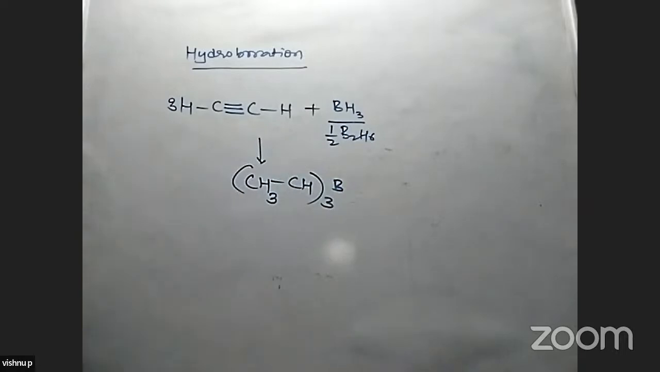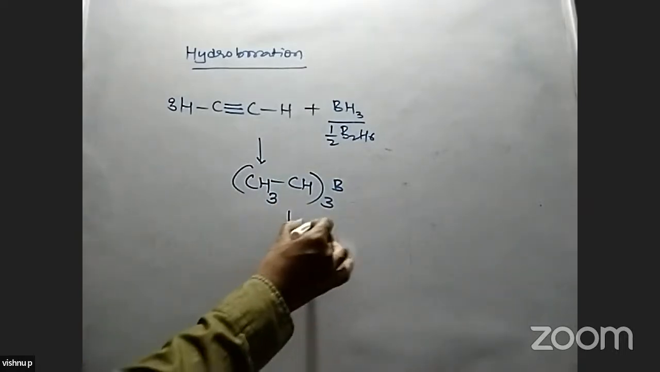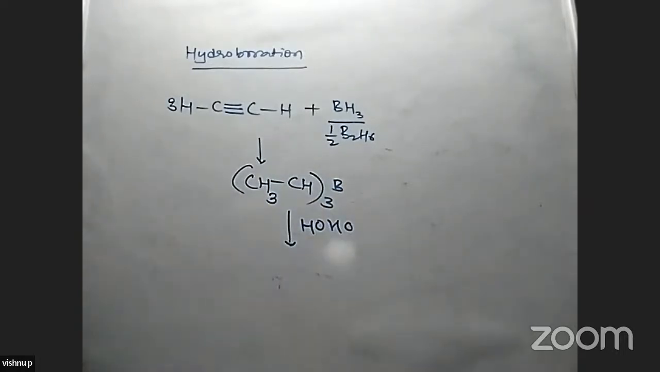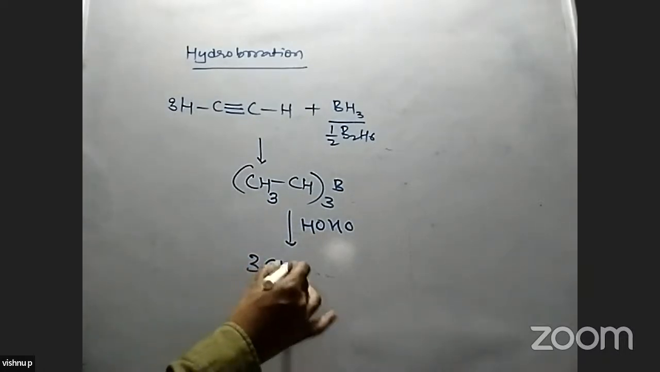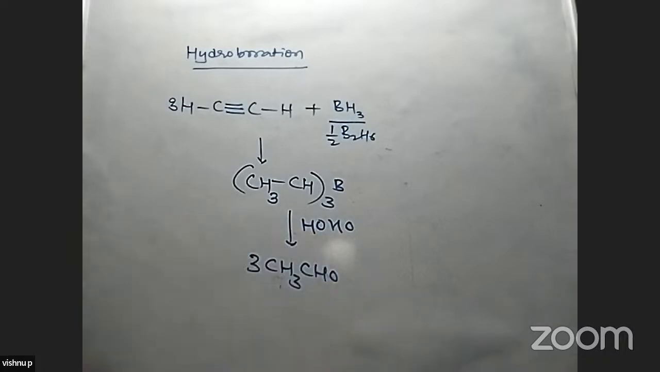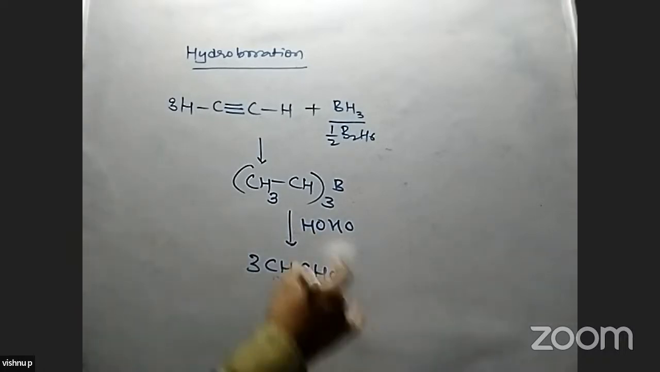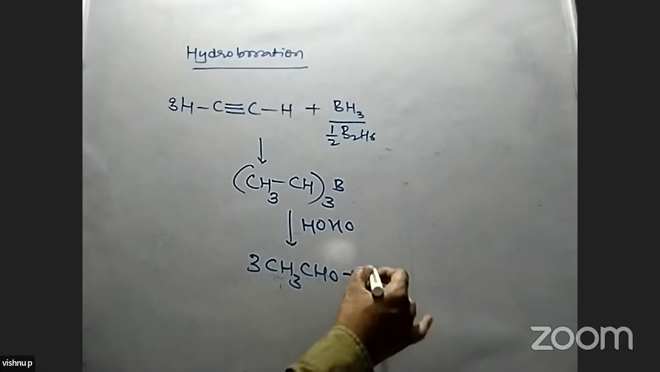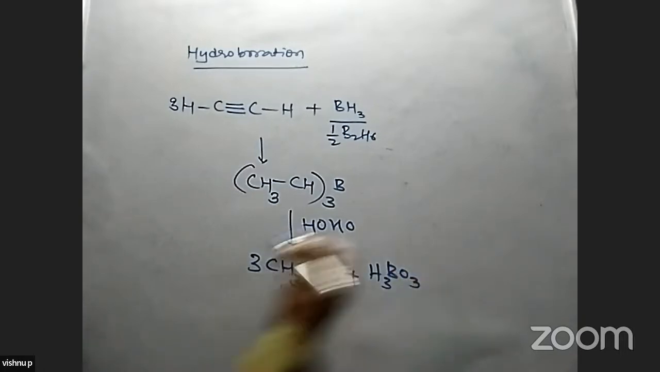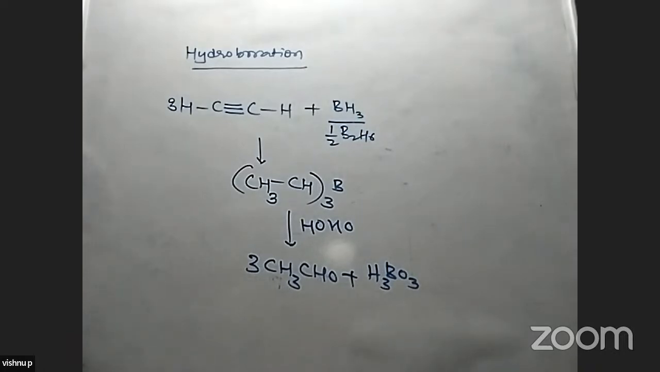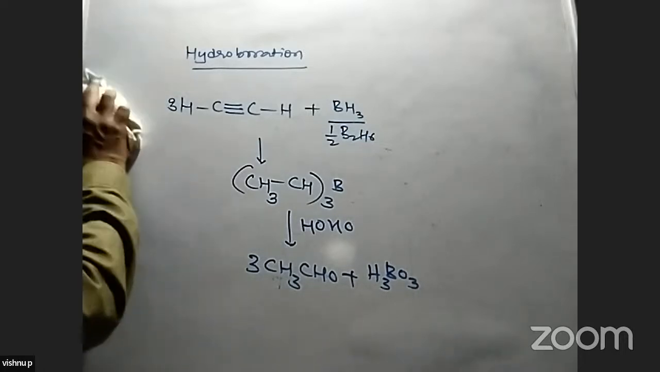B is added to the other carbon, and when it is hydrolyzed in presence of hydrogen peroxide, what type of compound do we get? 3 moles of CH3CHO along with H3BO3 formed in this reaction. So this is called a hydroboration reaction.